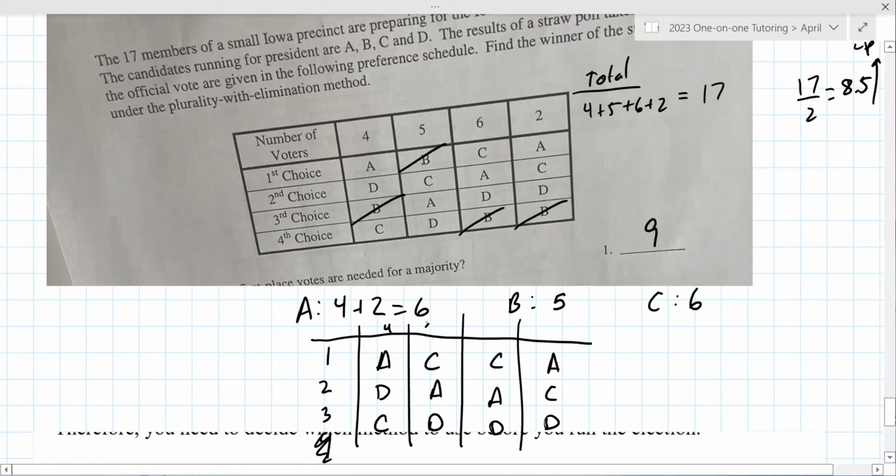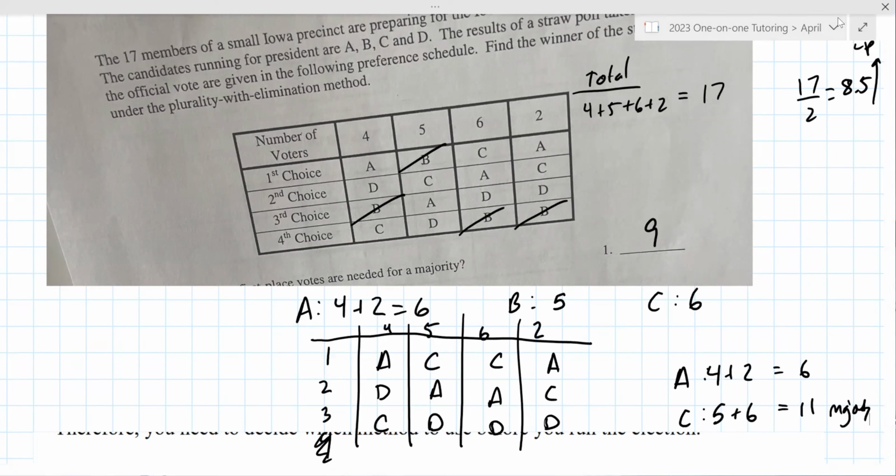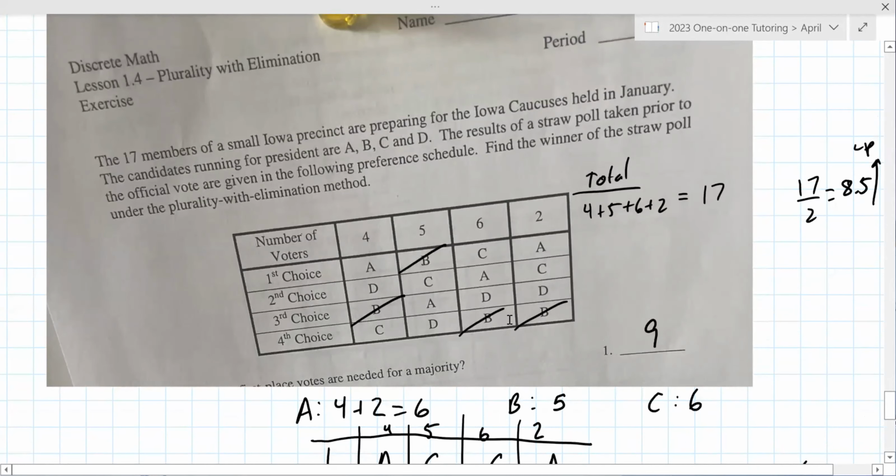Okay. So this is 4, 5, 6, and 2. So you do the same thing now. You say, okay, A is 4 plus 2, C is 5 plus 6, 11 and 6. 11 is a majority. Okay. So where I got sidetracked is it's not that you split these, it's apparently that you eliminate. Elimination means you remove the one that's the lowest in the first, and then you push everything up.